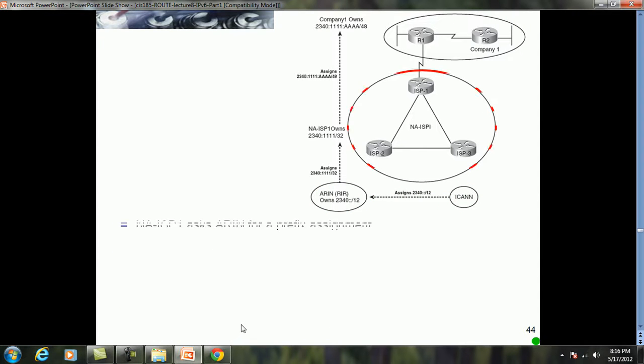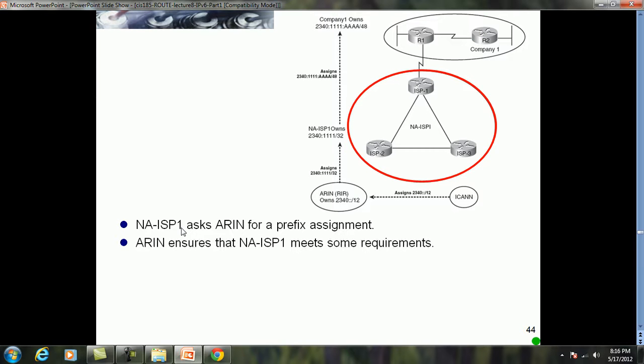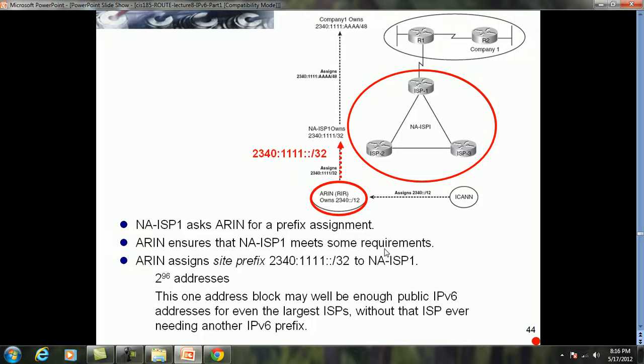So now he assigns these to any ISP1, okay? ARIN ensures that any ISP1 meets some requirements and he assigns the prefix of /32. So from /12 he has assigned /32, correct? To this guy. Okay, 2^96 addresses. So this one address block may well be enough public IPv6 addresses, correct? Even for the largest ISPs, without an ISP needing another IPv6 prefix. So this prefix I'm assigning to this guy, the lower one.